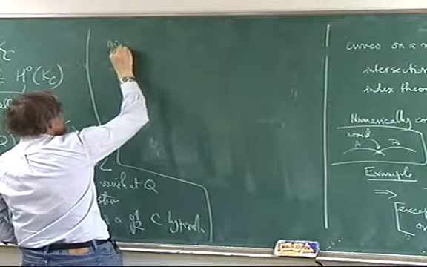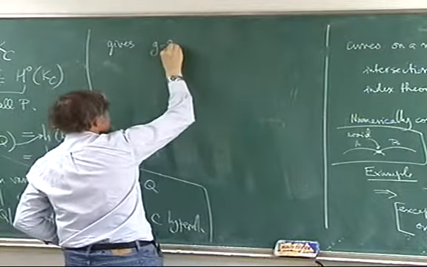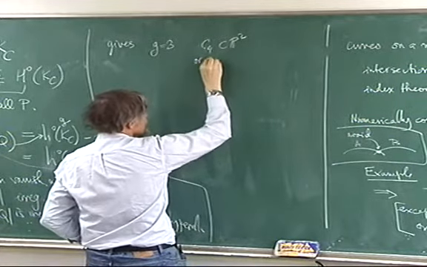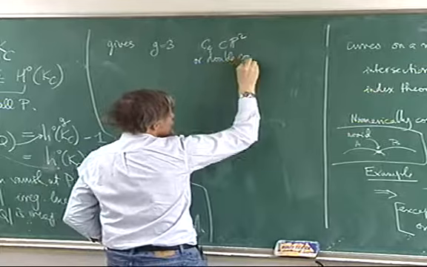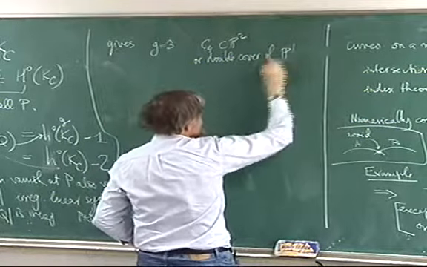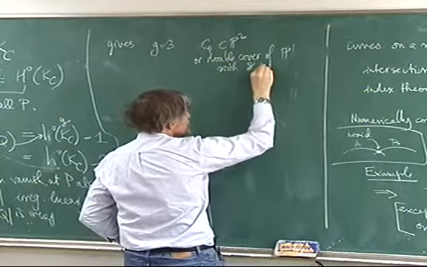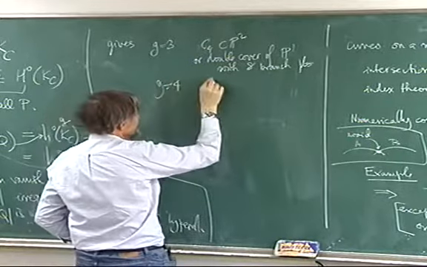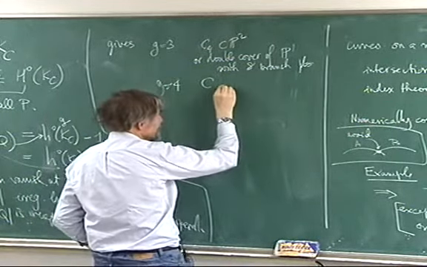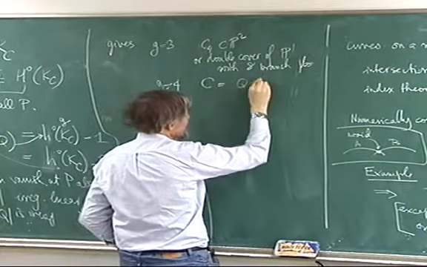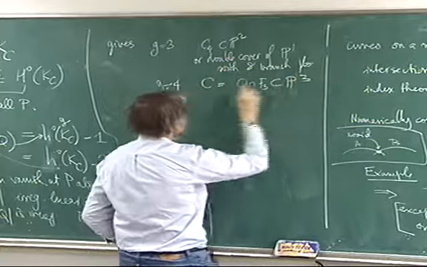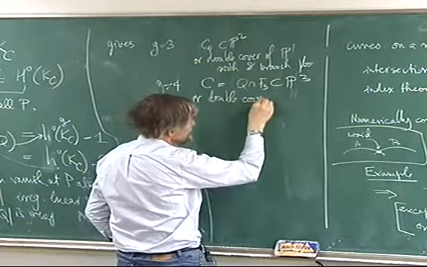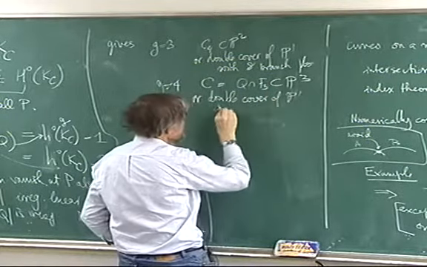So this gives you that genus 3 curves are either a quartic C4 in P2, or a hyperelliptic double cover of P1 with 8 branch points. And genus equals 4 is either C equals quadric intersect cubic in P3, or a hyperelliptic double cover of P1 with 10 branch points.